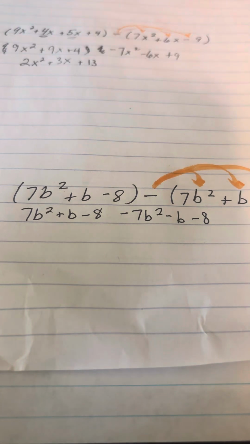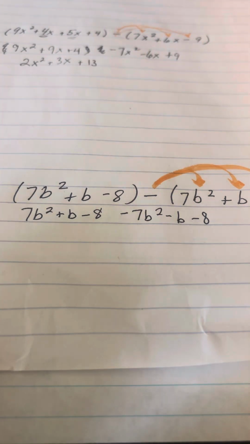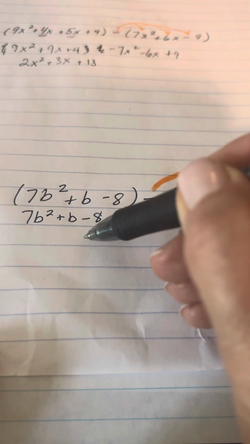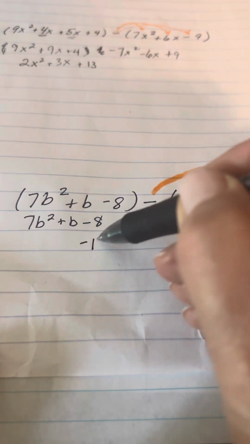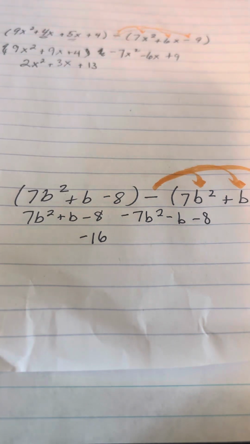Then I have positive b and I have negative b. That's 0 as well. Don't need to write that. I have negative 8 and negative 8. They're both negative, so that's like you borrowed $8 from me. You borrow 8 more, so now it's negative 16. You would owe me $16.